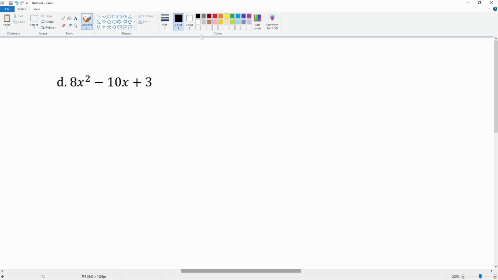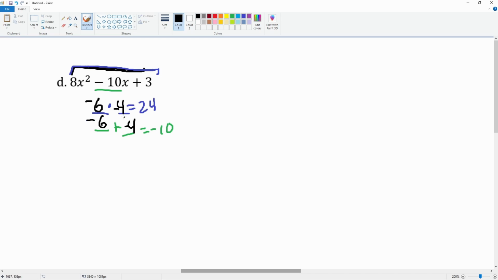And then we have D. We want to find two numbers here that multiply to make 8 times 3, which is 24, that add up to that number of negative 10, which is, I think, 6 and 4. Yep. But both of them are negatives because negative 6 times negative 4 is positive 24. Negative 6 plus negative 4 is negative 10.